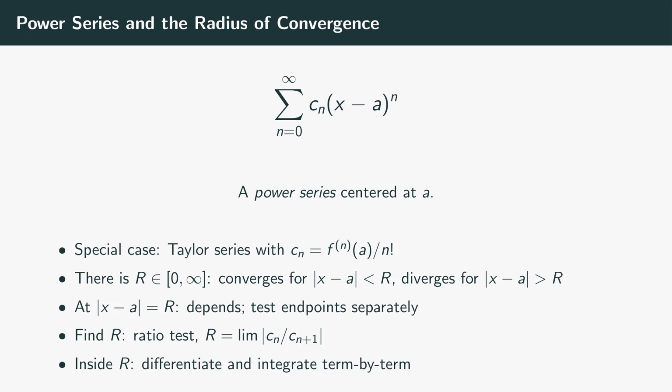Welcome back. Last episode, we discovered the Taylor series. Today, we tackle the question we left open. Where does a Taylor series, or more generally, an infinite polynomial of the form the sum of c sub n times the quantity x minus a to the n actually converge? The general object is called a power series.